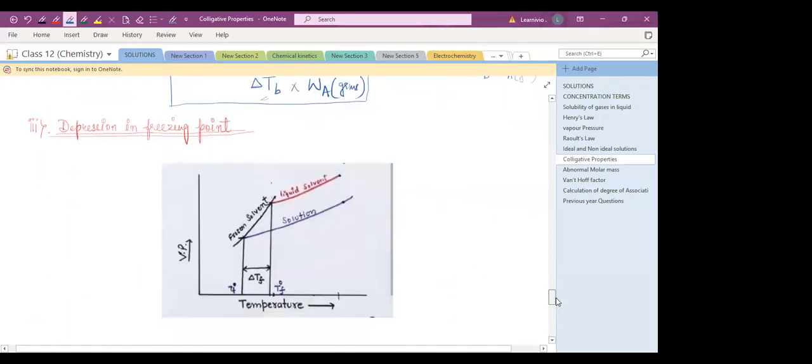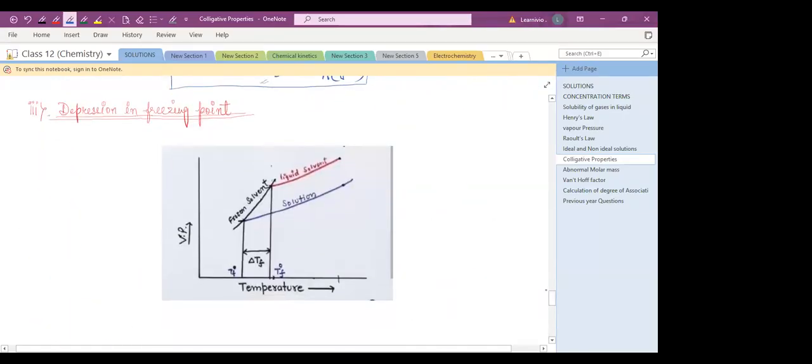Okay, now see this graph. Let's understand this graph first. This graph is basically a vapor pressure versus temperature graph, right? And this is a freezing point depression graph, or depression in freezing point graph. So let's see what it shows. It shows how, when we add a non-volatile solute to a pure solvent, it lowers the freezing point of the solution compared to the pure solvent.